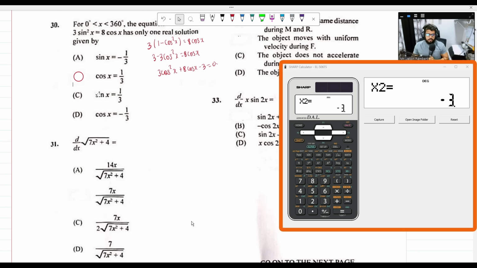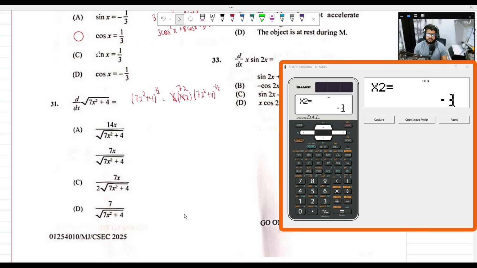Alright, we're into differentiation territory now. So this is going to be 7x squared plus 4 raised to the power of a half, which is equal to 1/2 into 14x into 7x squared plus 4 to the power minus a half. So I'm going to get 7x on the numerator, and I'm going to get the square root of 7x squared plus 4 on the denominator. So the answer is B.